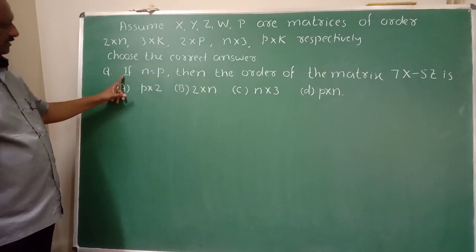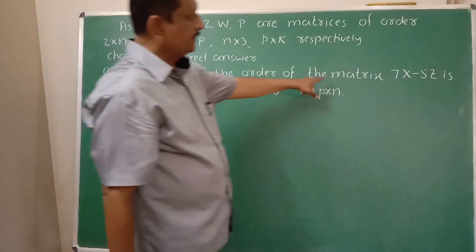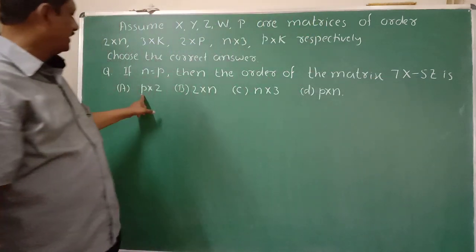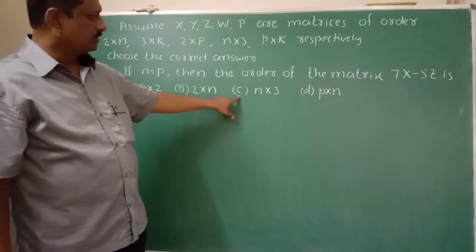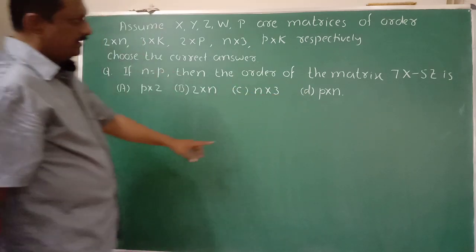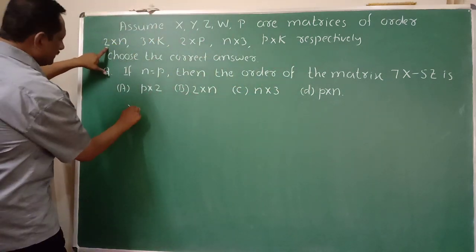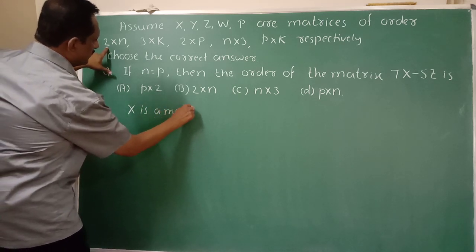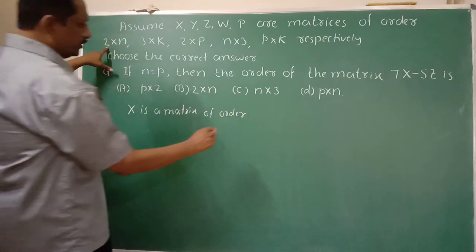Here the second question. If N is equal to P, then the order of the matrix 7X minus 5Z is: first option P into 2, second option 2 into N, third option N into 3, and fourth option P into N. Therefore here X and Z are there. X is a matrix of order 2 into N.